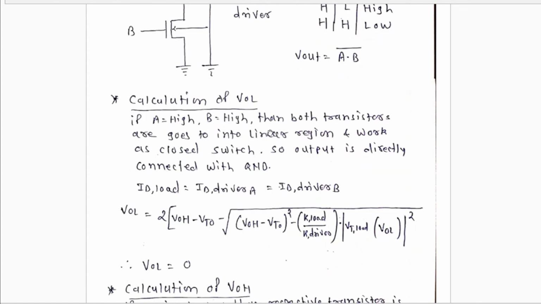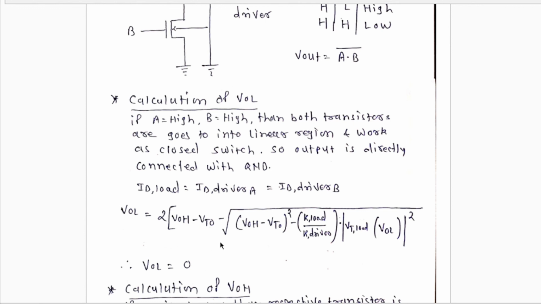Now the calculation of VOL, the low output voltage. If both the inputs are high, then we get the low output voltage. If A is equal to high and B is equal to high, then both the transistors go into the linear region and work as closed switches. So the output is directly connected with the ground. During that time the ID load, ID driver A and ID driver B currents are all the same, and this is the formula for calculating VOL, but VOL is equal to 0.